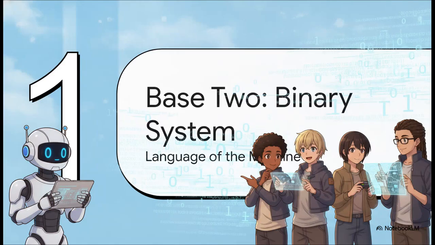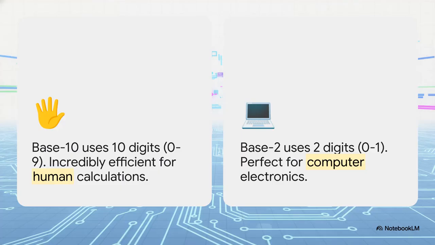Kicking things off with Section 1, Base 2, the binary system. This entire explainer really centers around one massive idea, translating human reality into machine reality. To understand that translation, we have to contrast our world with the computer's world. So we humans operate on the decimal system, right? Base 10. We use 10 digits, 0 through 9, which makes total sense since we evolved with 10 fingers. It's incredibly efficient for us.